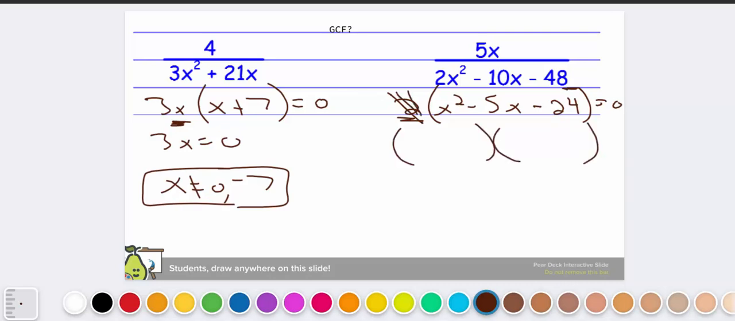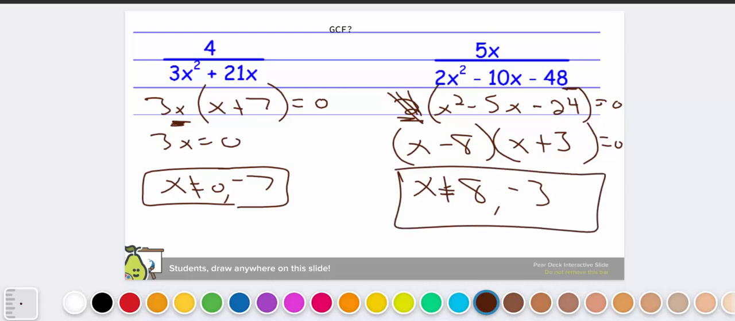Alright, factors of 24 that are 5 apart. I believe that's 8 and 3. So minus 8 plus 3. So we're going to go with positive 8 and negative 3. And again, I always go back and say that is the 2 values that are domain restrictions. So look for a GCF anytime we can.